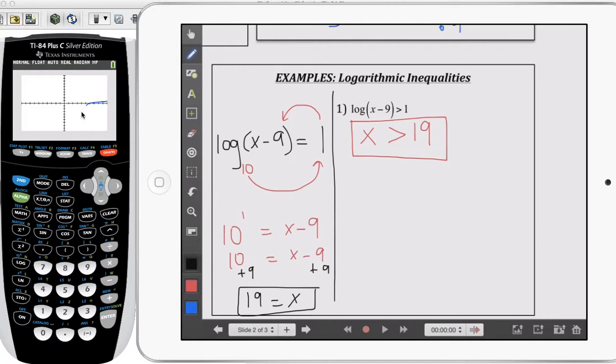How do you find the other inequality? You take your argument. What is my argument? X minus 9. And you have to remember that your argument can only be positive, which means greater than 0.